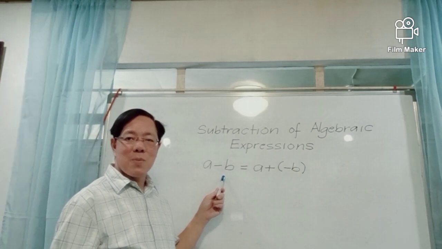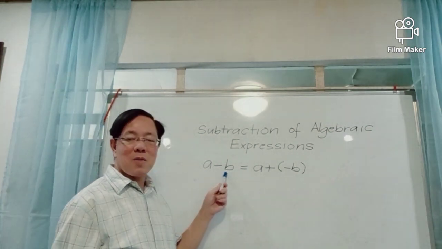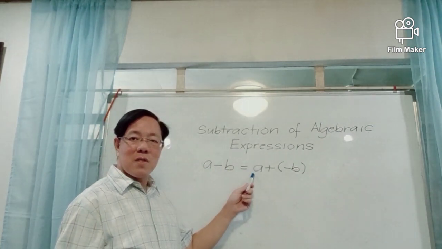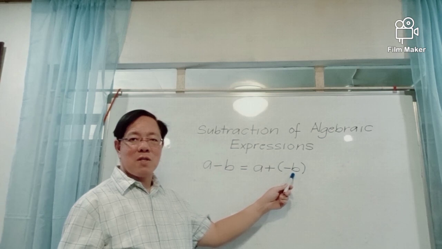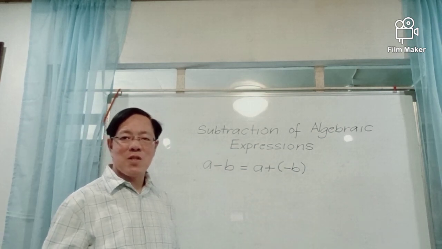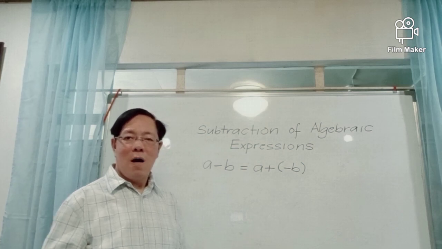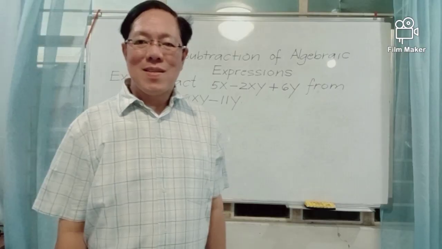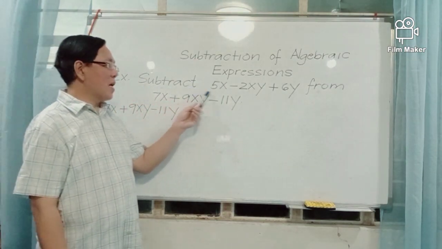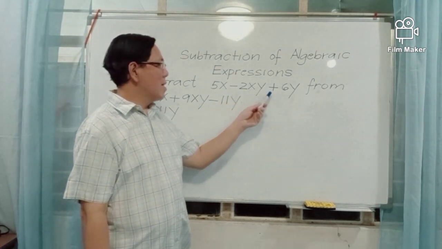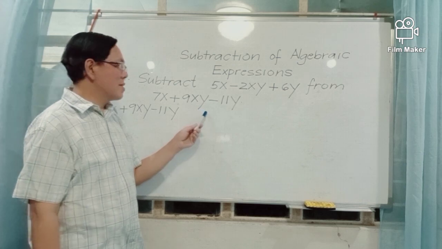If A and B are algebraic expressions and we want to get the difference of algebraic expression A and algebraic expression B, we will write this as the first algebraic expression plus the negative of the second algebraic expression, and the rules that we use for addition of algebraic expressions will apply. We will now take an example for getting the difference between two algebraic expressions. Consider the following example. Example, subtract 5x minus 2xy plus 6y from 7x plus 9xy minus 11y.